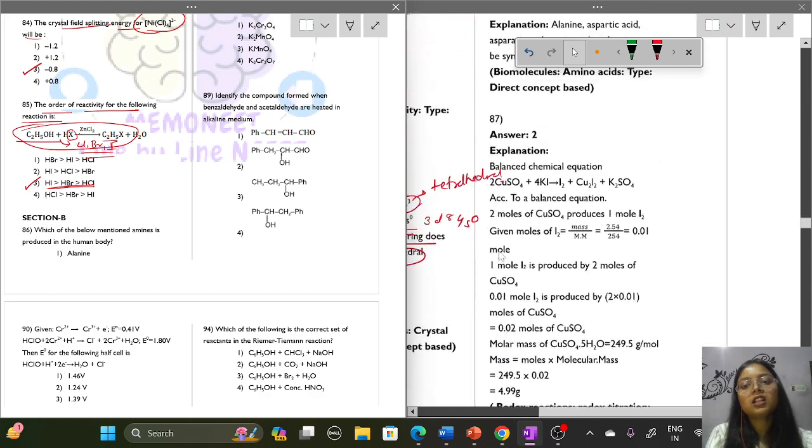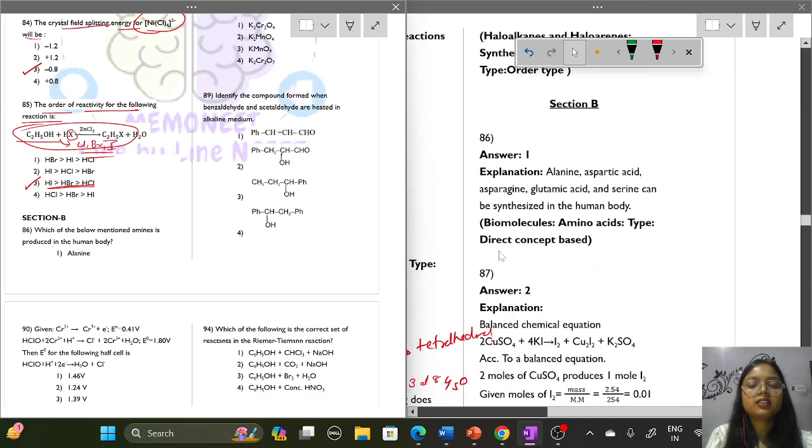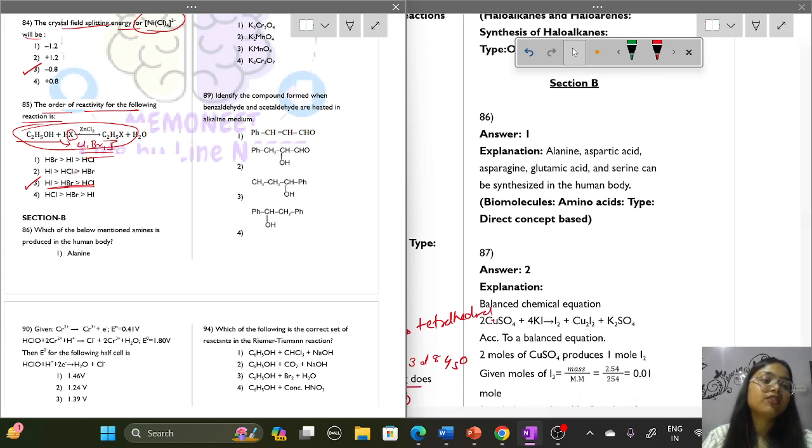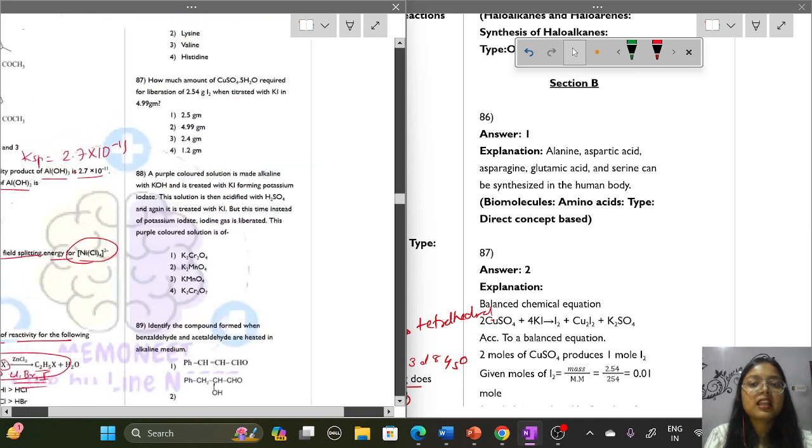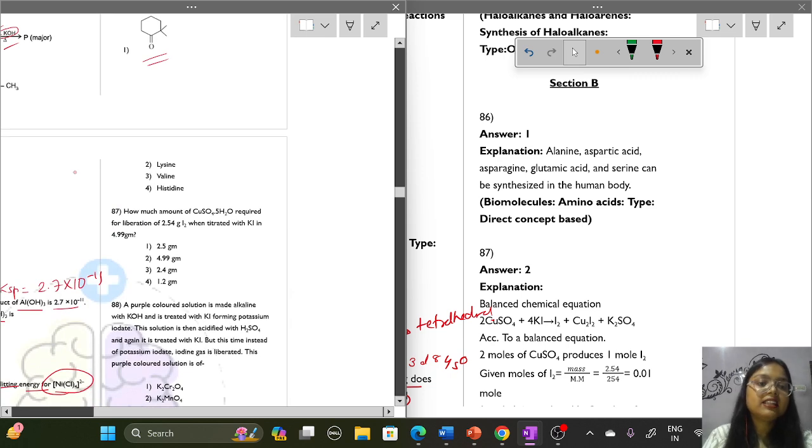Next is section B. So let's come to section B. For section B, question number 86: which of the below mentioned amines is produced in the human body? It is a question of biomolecules. So which is formed in the human body? Let's see the options: alanine, lysine, valine and histidine.